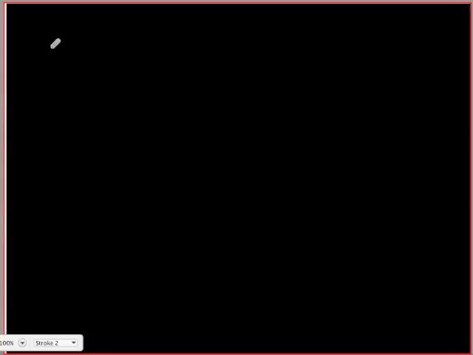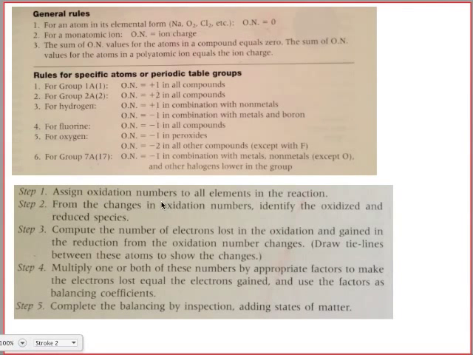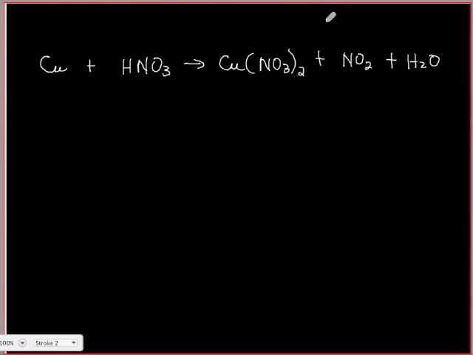Let's go ahead and do an example. You have copper plus nitric acid forming copper nitrate, nitrogen dioxide, and water. The first step is to assign oxidation numbers, and from the changes in oxidation numbers, identify oxidized and reduced species. So we're going to go through this fast.